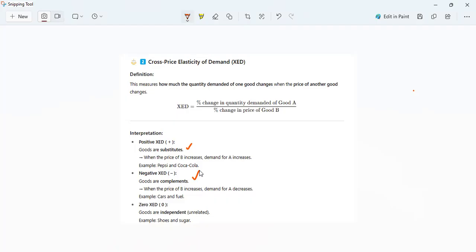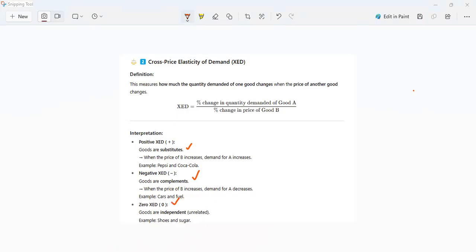Then we also have what we call zero elasticity of demand. It means these are independent or unrelated goods. One's price increase does not have an effect on the other. For instance, shoes and sugar. The elasticity of demand is zero. It means they are unrelated at all. So this is another important kind of relationship that you need to know.